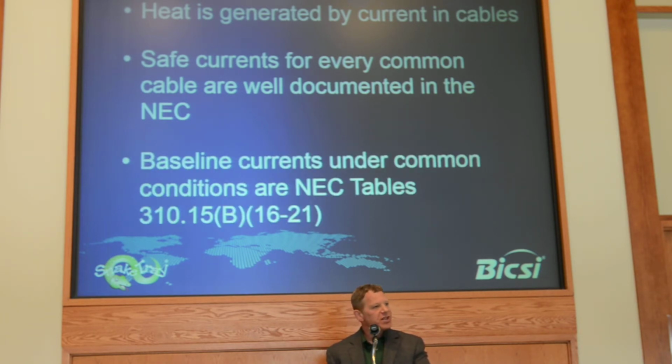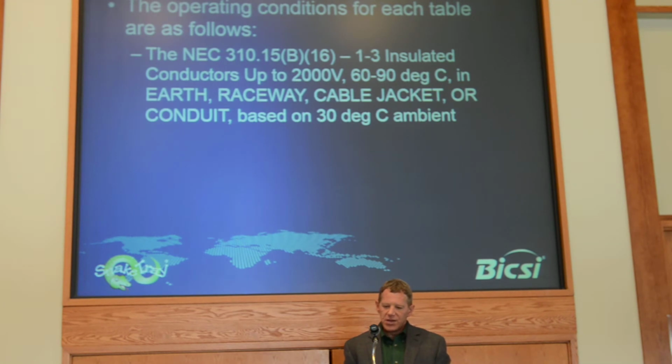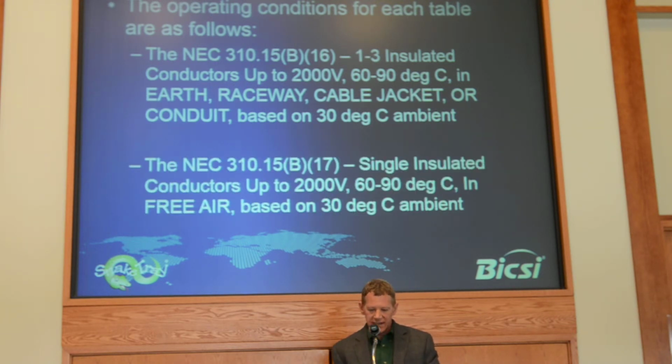The baseline currents on which different things are based are in a set of tables in 310.15(B), Tables 16 through 21. We'll quickly go through what those tables contain. So each table's operating conditions are as follows. Number 16 is for 1 to 3 insulated conductors up to 2,000 volts, cables rated between 60 and 90 degrees, in earth, raceway, cable jacket, or conduit. That's a pretty common way things are wired. You've got a few conductors, you're putting them in a conduit, or you're burying them in a trough in the earth. The second most common would be single insulated conductors in the same temperature range in free air. And the other tables we'll go back to, but these are the two most important ones.